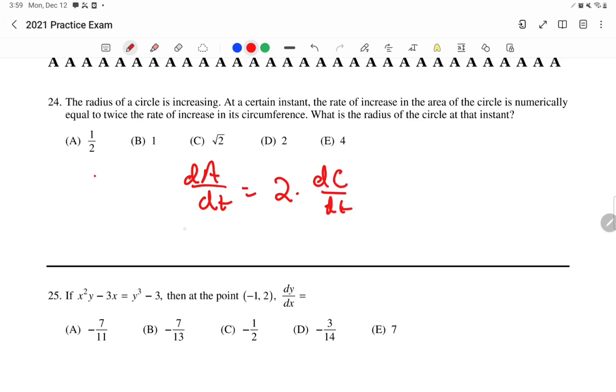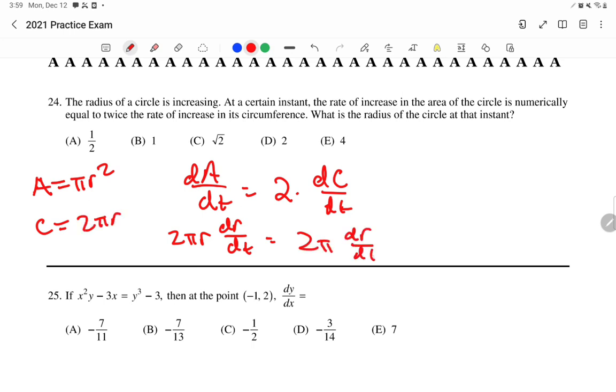So this is going to be pi r squared, right? Area is pi r squared. So the derivative would be 2 pi r dr/dt equals, circumference is 2 pi r. The derivative of that would be 2 pi dr/dt. So the pi's cancel out, the dr/dt's cancel out, the 2's cancel out, and we get radius equals 1.